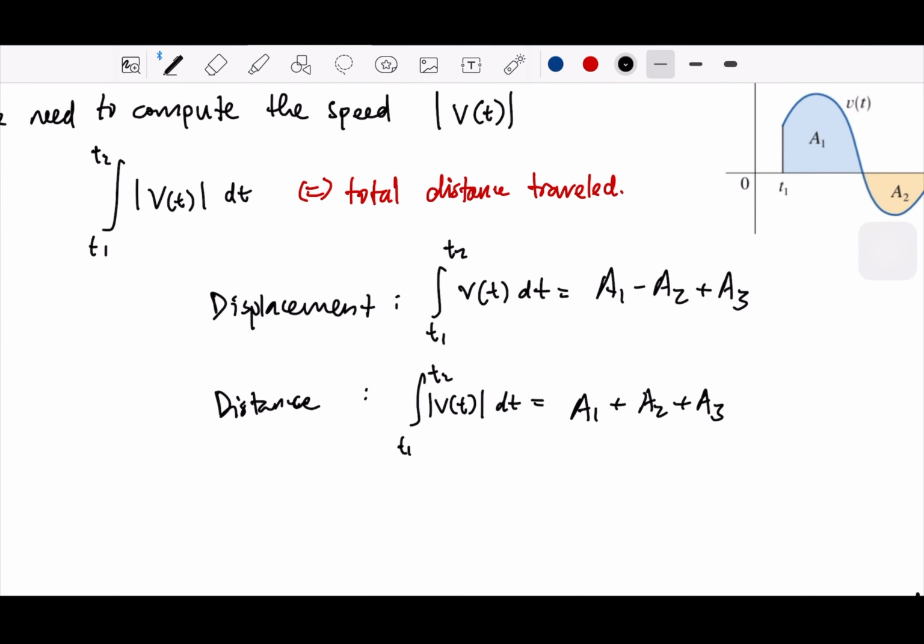Okay, since this has an absolute value, we are going to consider that v can be positive and v can be negative. So we need to find those intervals. We could consider when v(t) is positive, and also when v(t) is negative.